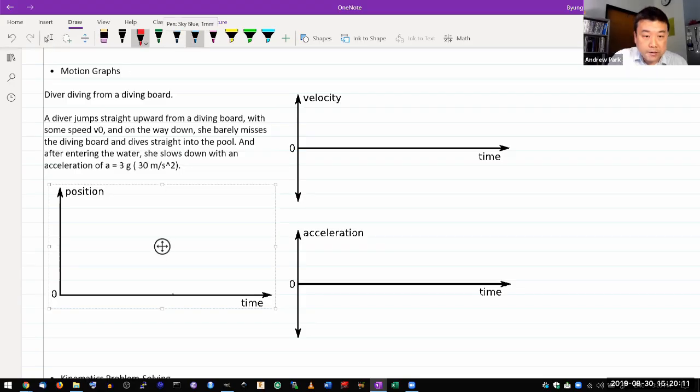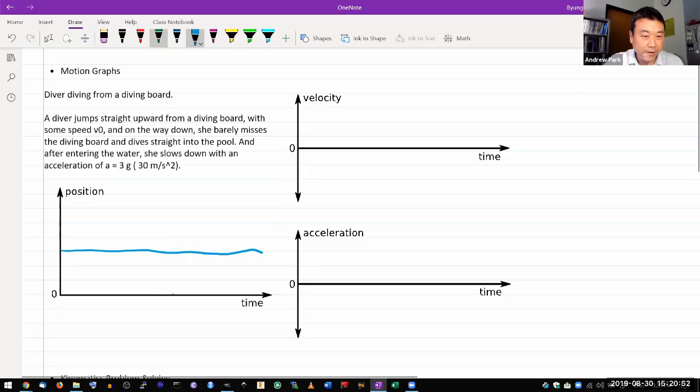Now, one thing I will start by saying is something like this is very difficult to sketch on a position graph correctly at a first try, because your intuition kind of messes you up. So let me give you some attempt, and then I will use the velocity and acceleration graphs to make some of the more ambiguous things clearer. So let me draw a reference line for the water level, so that at least I know when the diver enters the water or not.